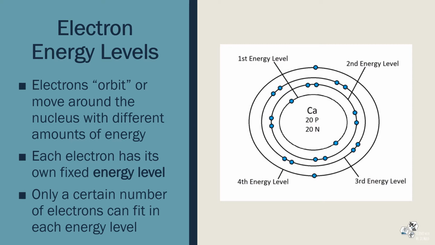Now, these electrons, as they're traveling around, they orbit, we say, and we'll find out later that they orbit in these paths called orbitals. But for now, what I want you to focus on is the fact that they move in different places based on the amount of energy they have. They have their own fixed energy level. Each electron has its own energy level, and only a certain number of electrons can fit in each energy level. We're going to get into that a little bit more in our next unit, where we really dissect electrons and how they affect chemical reactions.